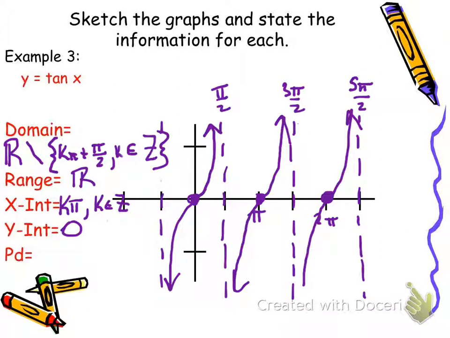And what's the period? This is the width of the tangent function, right? It just repeats itself. The period is pi. Right, 3 pi over 2 minus pi over 2 is 2 pi over 2, which is pi. Okay, that's what the tangent function looks like. We're going to look at one more of these, and then we're going to talk about transformations.